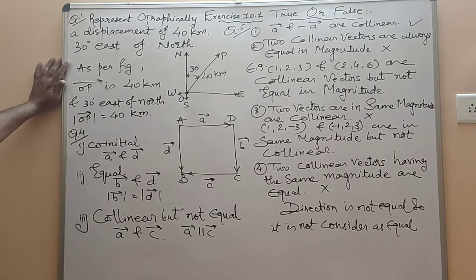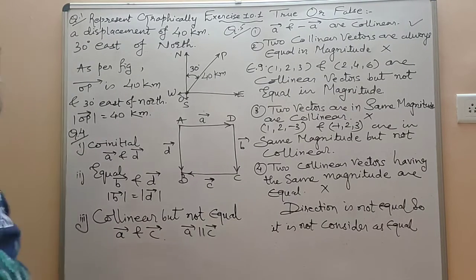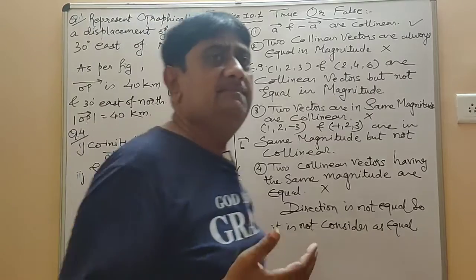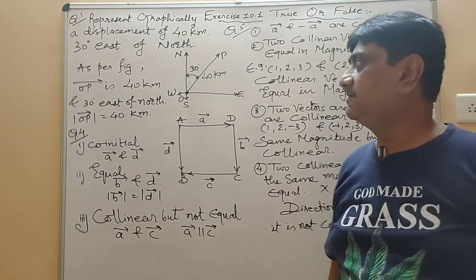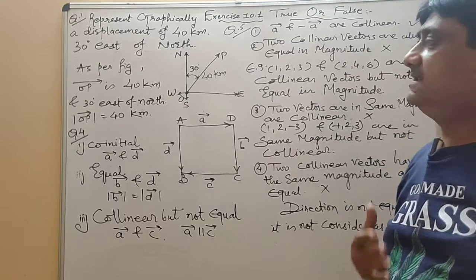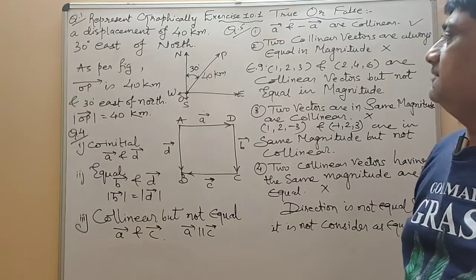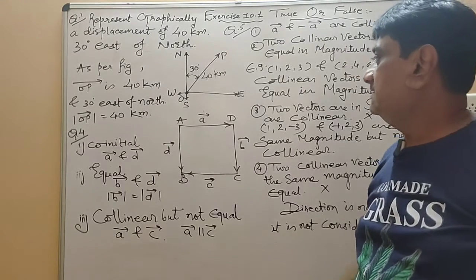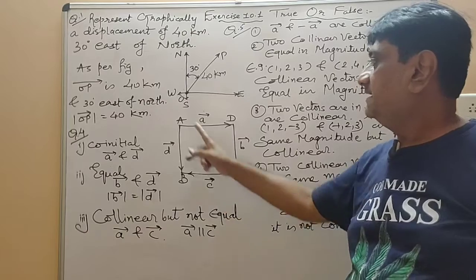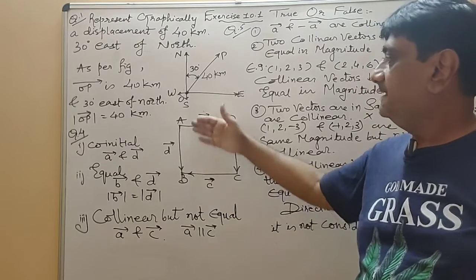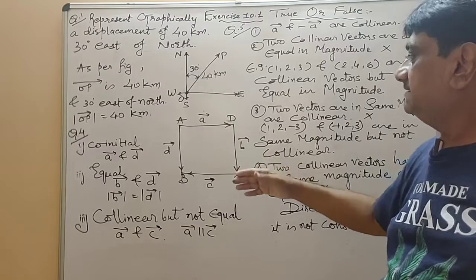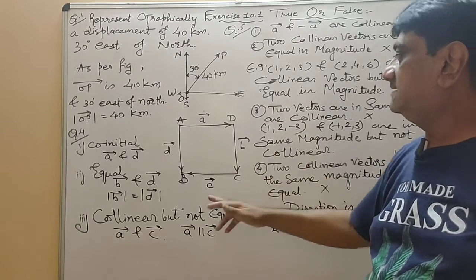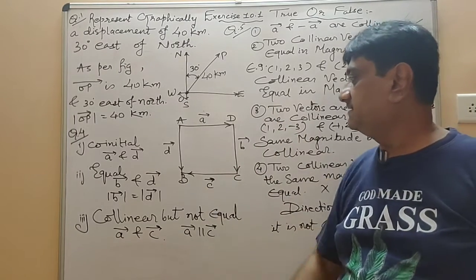Now question number 2 and 3, which were already completed in the previous lecture. You have to classify whether it is a vector quantity or scalar quantity, and you see your textbook. Now question number 4. One square is given, A, B, C, D. AB vector is D vector, AD vector is A vector, DC vector is B vector, and DC vector is C vector.